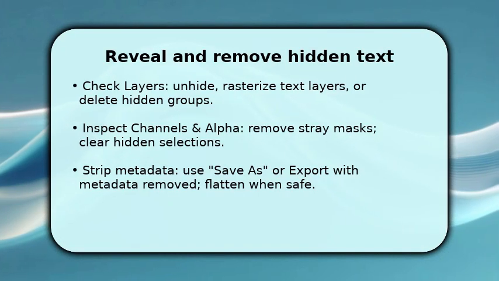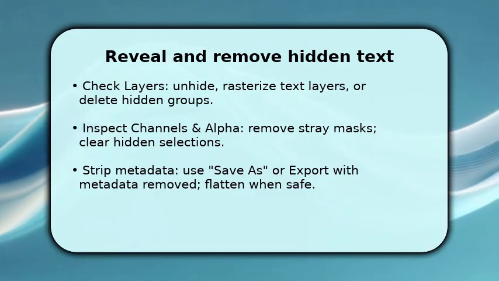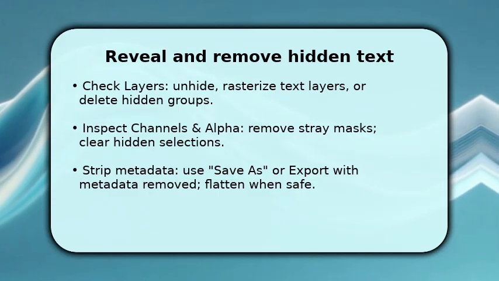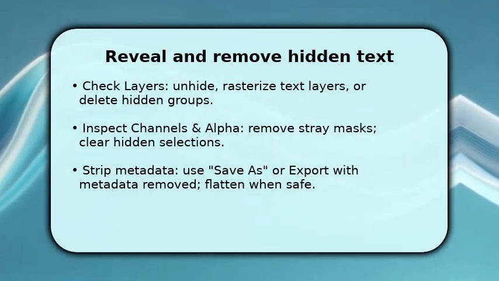Next, you reveal how the hidden text is embedded and remove it carefully. Begin by unhiding every layer and looking for text or vector objects. Rasterize, then delete text layers to avoid remnants.